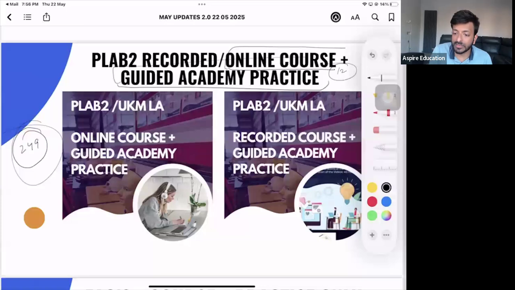How many weeks is advisable to spend in the academy? Good question. I would advise to spend at least 6 weeks, 6 to 8 weeks, we say, right? And it depends on person to person.